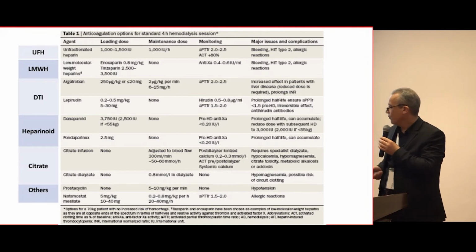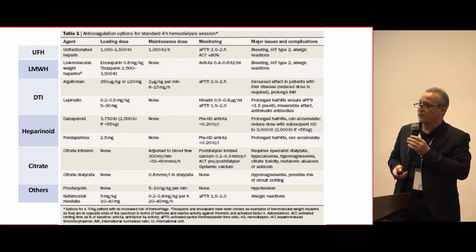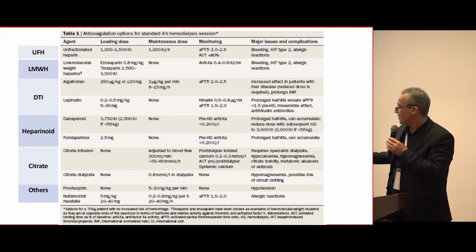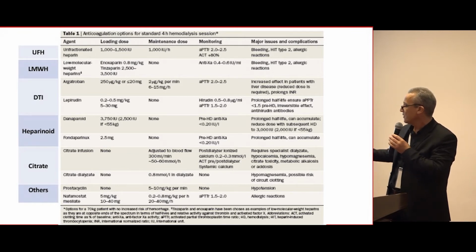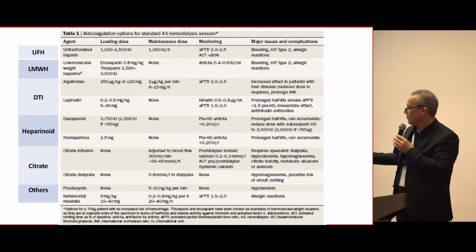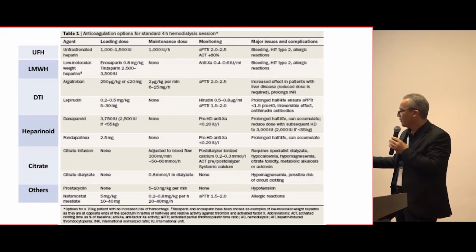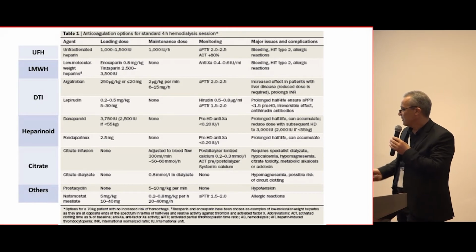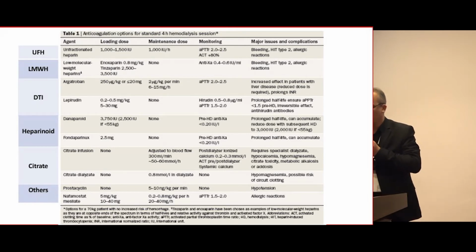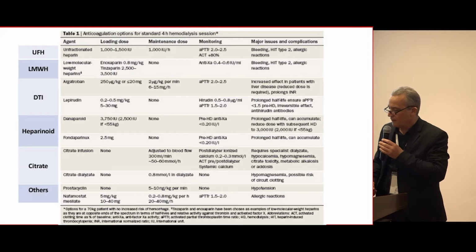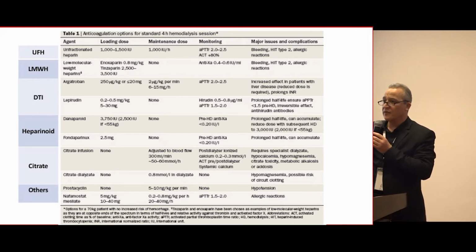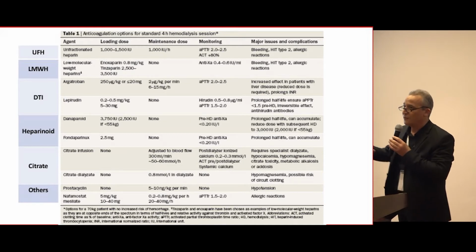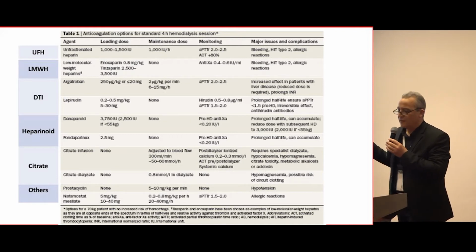This is an overview of all the anticoagulants we can use in our patients. We have, of course, unfractionated heparin and low molecular weight heparin, but also the direct thrombin inhibitor, the heparinoid, citrate, and others, especially prostacyclin that we can also use when we have a problem with the heparins. You can have these slides, of course. It's up to you if you would like to have the slides after the session.